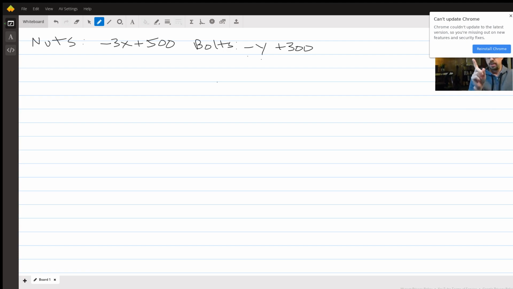Also, if there's a little pop-up blocking my face about Google Chrome, that is a glitch that Wyzant is experiencing, and I've put in a support request, and I've tried everything, and there's nothing I can do about it. So sorry if my face is being blocked. It shouldn't affect our math here.